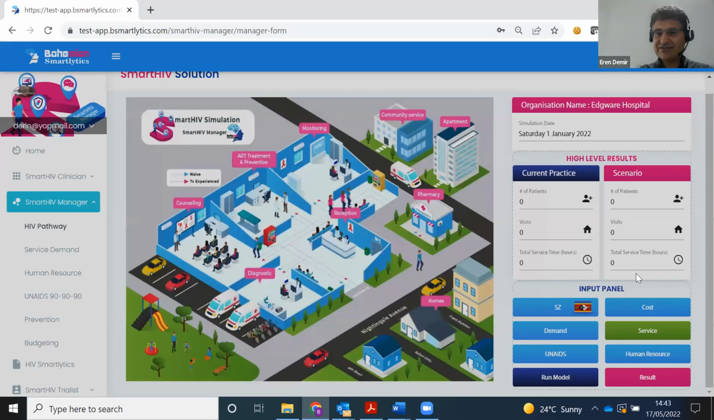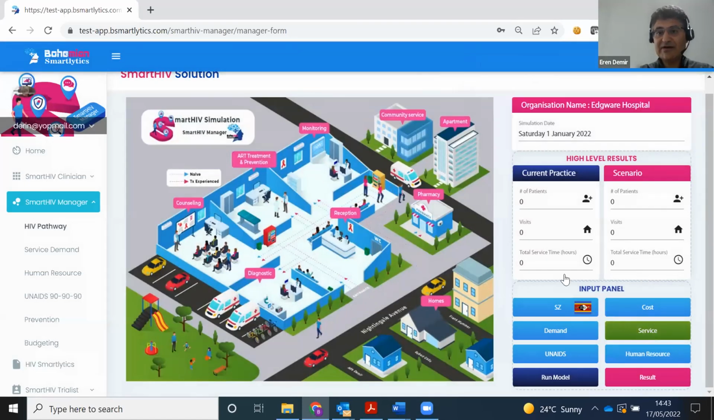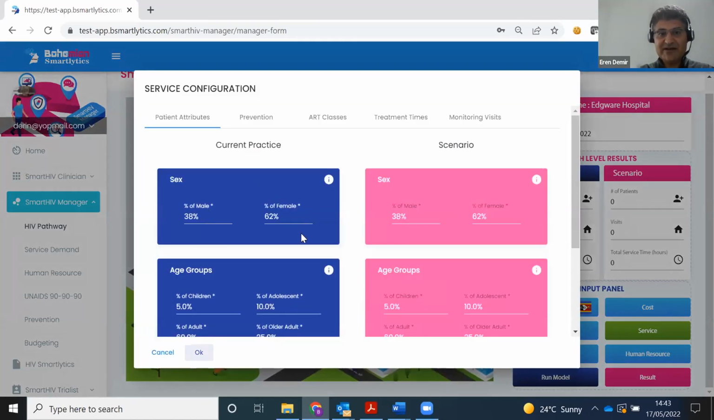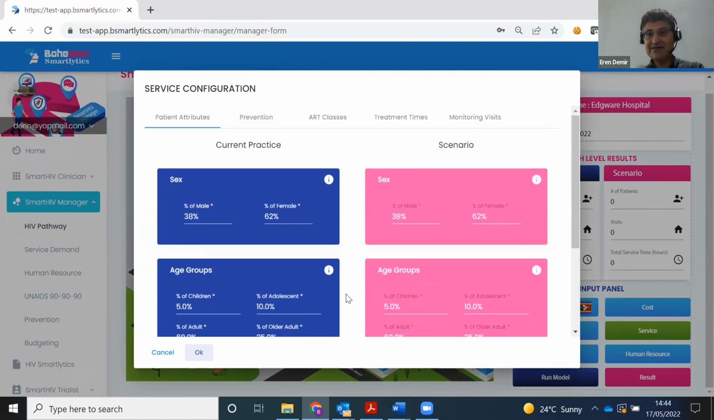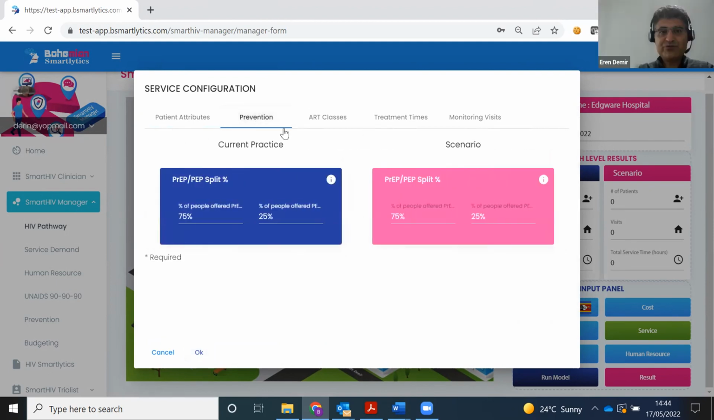Now look, we've attached the costing, but there's also a lot of other information. Your male, female population and your age groups, for instance, we can adjust. And by the way, we can pick all of this up from your EMR if we wanted to. We can connect this to your EMR, because EMR is all about the past. Simulation is about the future. So that's what we're interested in. Your prevention breakdown, let's say 75% are prescribed PrEP, 25% PEP.